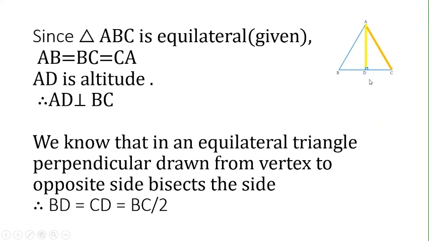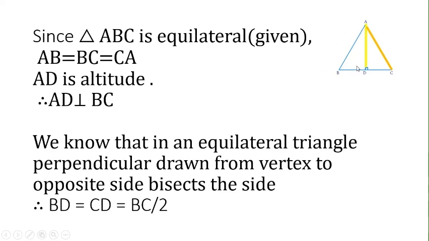What is an equilateral triangle? All sides are equal. We can write that AB is equal to BC is equal to CA, right? And let us consider AD is one of the altitudes of that particular triangle. That means AD is perpendicular to BC. Okay, so what do we know?